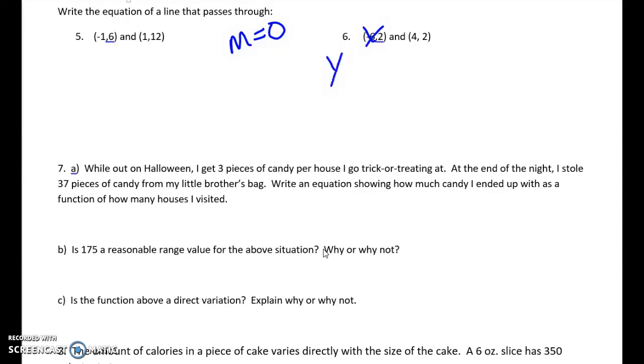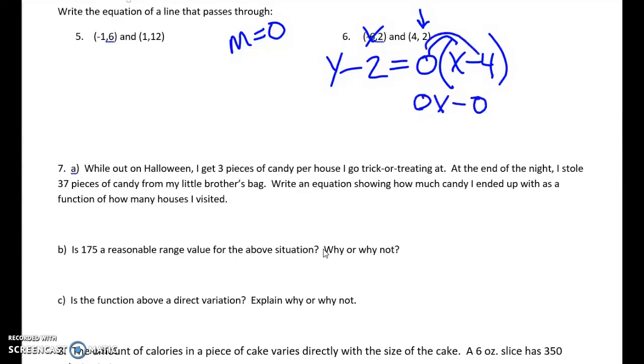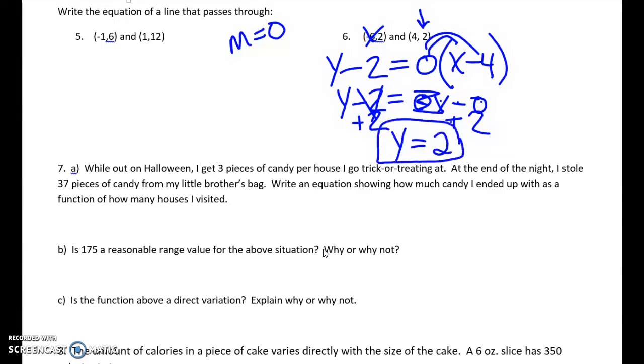So now my point slope formula, y minus 2 equals m, which is 0, times x minus 4. 0x minus 0. Uh-oh, there's the bell. This is all nothing. Add 2 to both sides. We get y equals 0x, which is nothing, negative 0 plus 2 is 2. There is your equation right there. Okay?